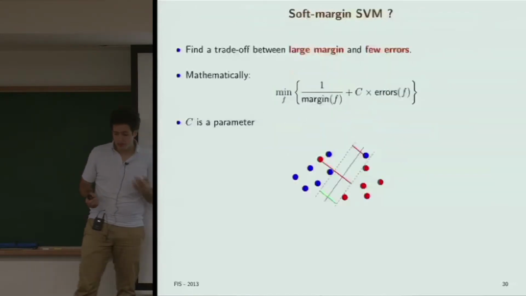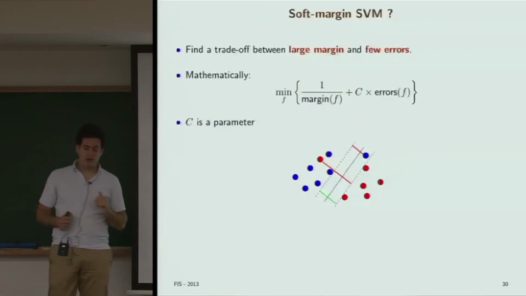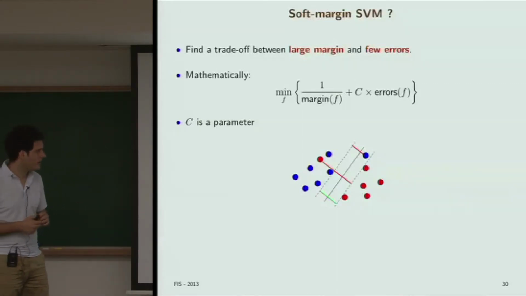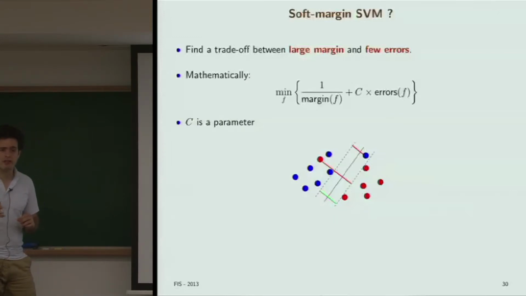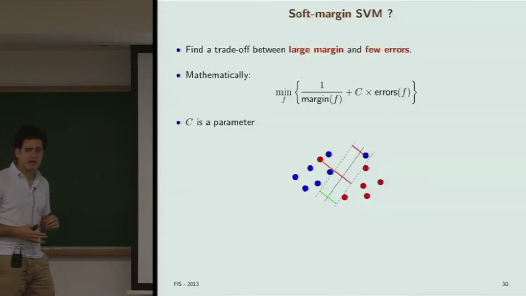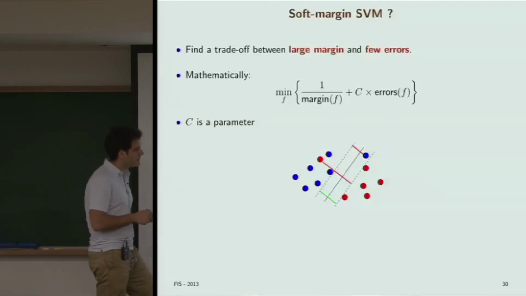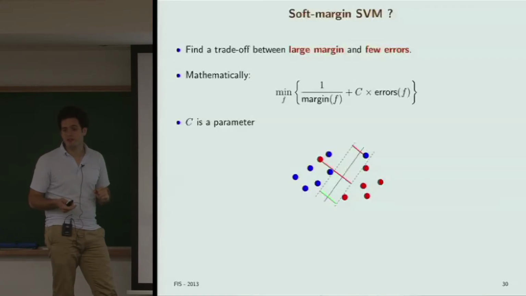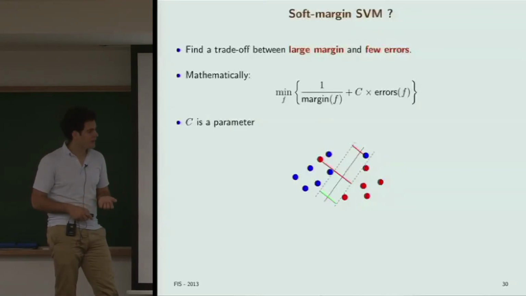And so what we're going to say is that we are going to introduce some variables to our program. Since there is no hyperplane that can perfectly split the data, let's on the one hand take into account the margin, and on the other hand take into account the errors made by this hyperplane. And then we're going to minimize a trade-off between the two. And what is this trade-off? Well, it's controlled by this coefficient C.